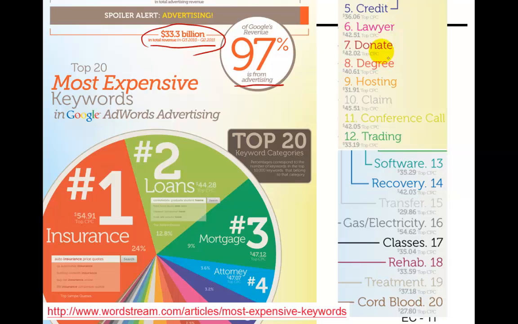And the average cost in that category for insurance is $54, loan is $44, mortgage $47, and attorney $47, etc. So this is a paid advertisement cost per click in terms of category. That gives you an idea of who likes to place ads online and how much it may cost.